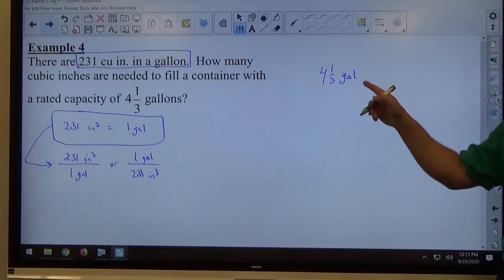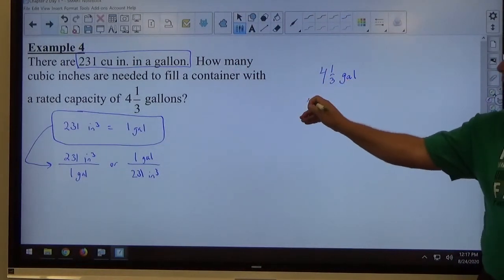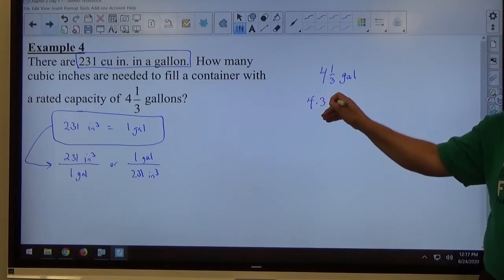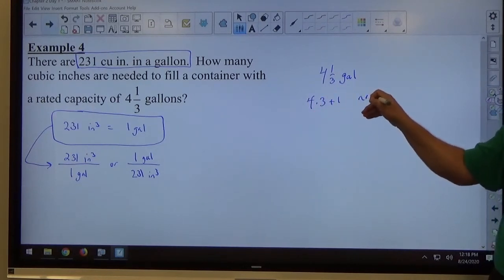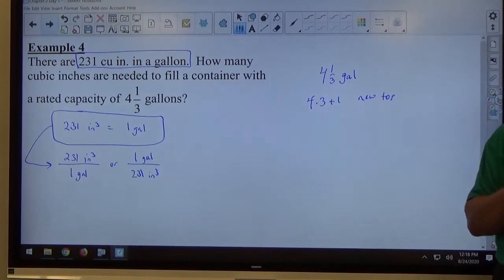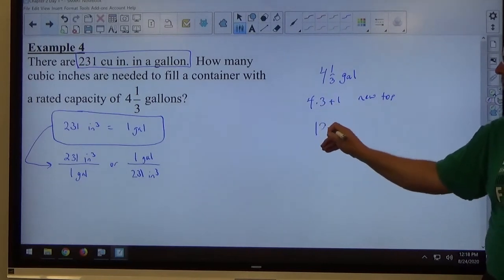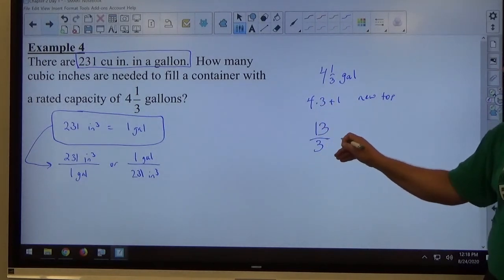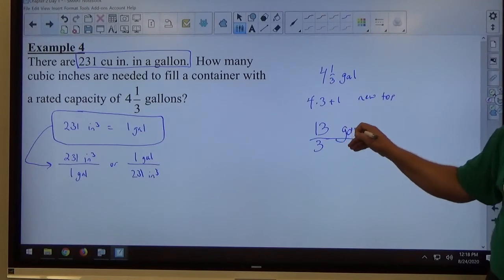I'm going to make an improper fraction out of the mixed number. So, going back to how to do that, we're going to do 4 times 3 plus 1 to get the new top. So 4 1/3 gallons, we do 4 times 3 is 12, 12 plus 1 is 13. So 4 1/3 gallons is 13/3 gallons. But I'm going to extend the bar here and put the gallon unit on top.